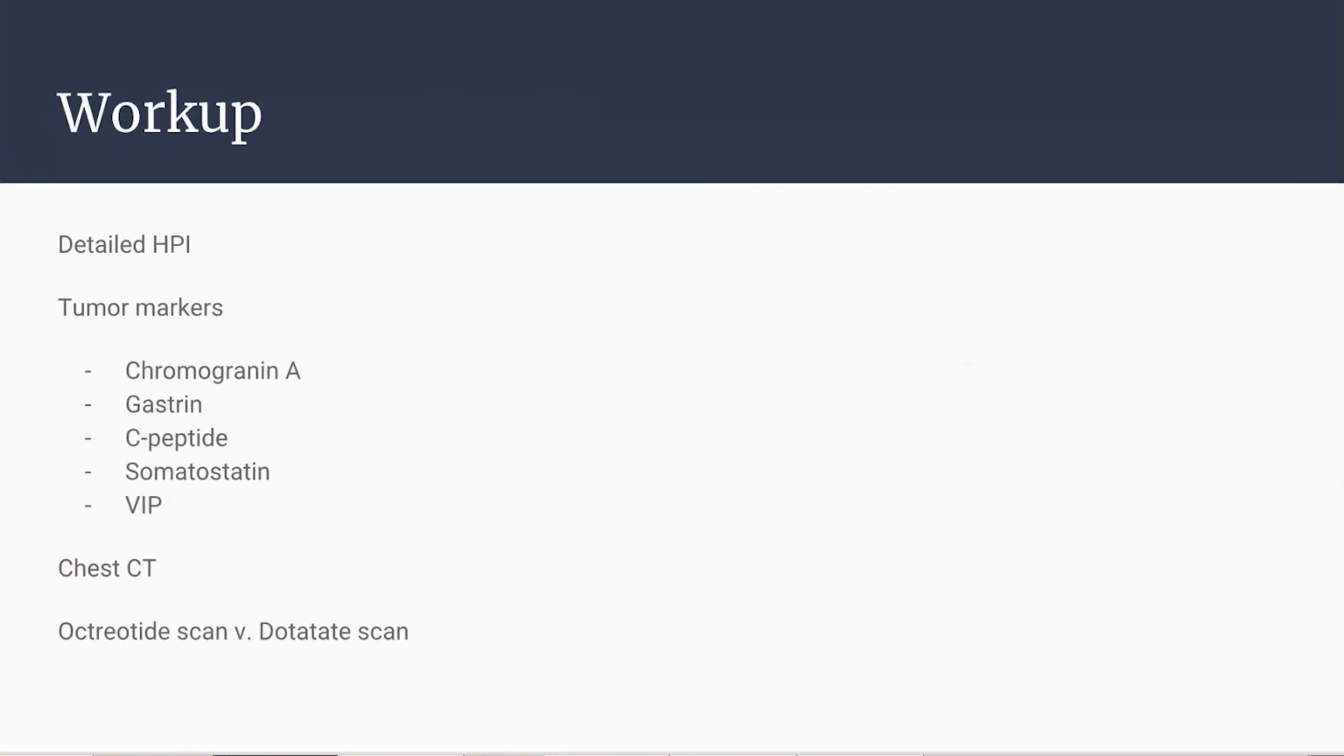A chest CT is important to help stage these tumors, as well as good cross-sectional imaging of the abdomen and pelvis. And if you are suspicious for metastatic disease, an octreotide scan or a dotatate scan, which are nuclear studies, can help identify extra-pancreatic sites of the disease.